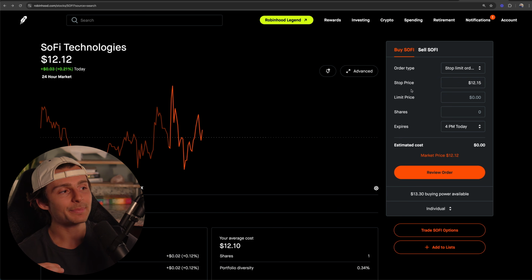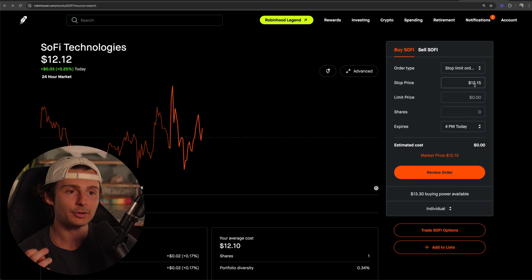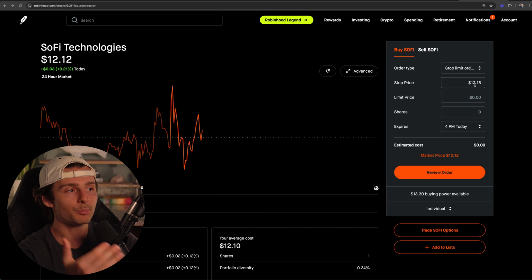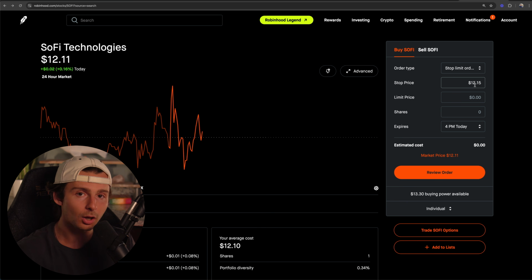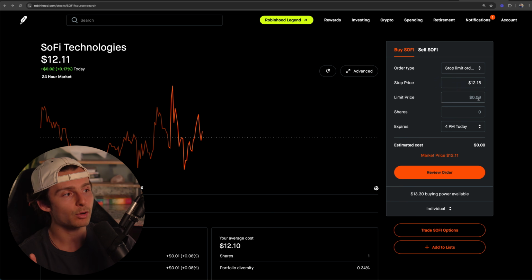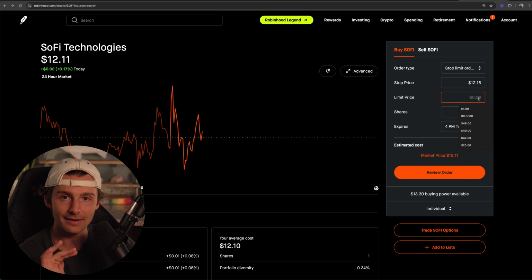Now, what's going to happen is when that price is reached, that's the trigger. That's going to tell Robinhood, hey, we hit this number. Now what? Based on if it's a stop loss order or now it's a stop limit order, what's going to happen is instead of automatically filling at the market price like a stop loss order would do, this is now going to refer to the limit price that you have to set ahead of time.